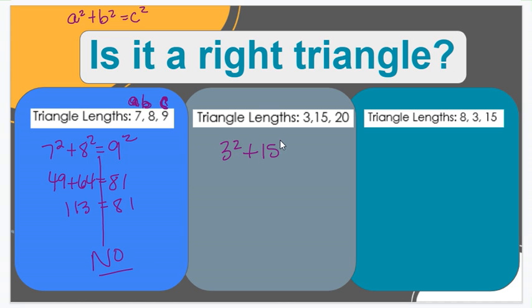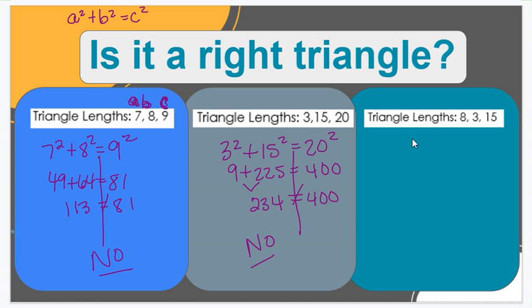3 squared plus 15 squared equals 20 squared. 3 squared is 9, 15 squared is 225, and 20 squared is 400. 9 plus 225 is 234, and that does not equal 400. So the answer here is also no.